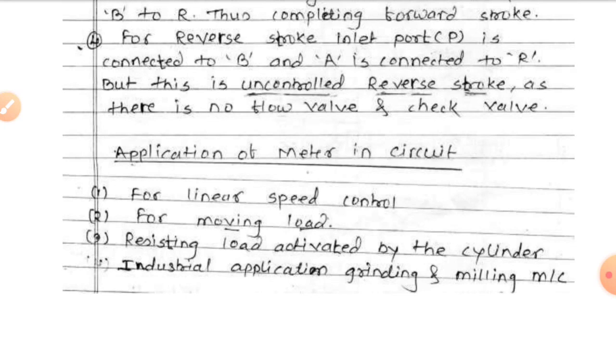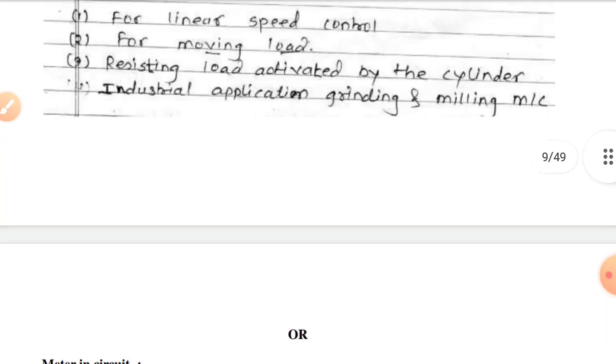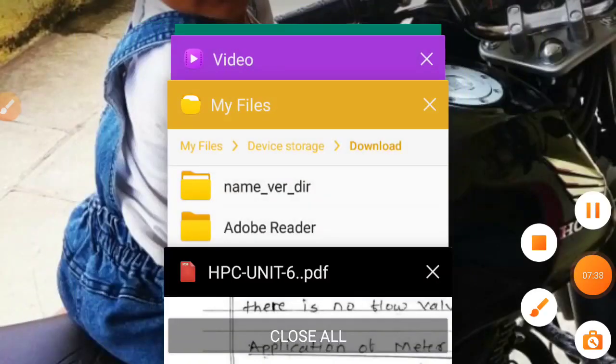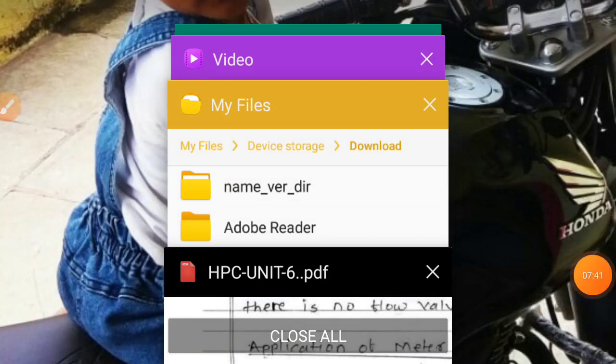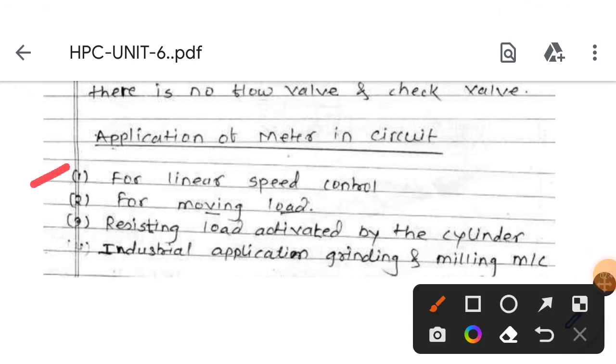Second application is for moving load. Next, the third one is resisting load activated by the cylinder. Industrial application: grinding and milling machine. So the applications: first one is linear speed control, next is moving load, next is resisting load activated by the cylinder, and the industrial application is grinding and milling machine.